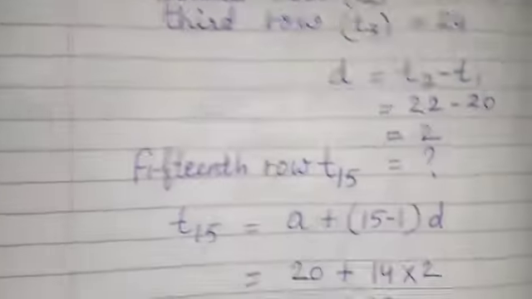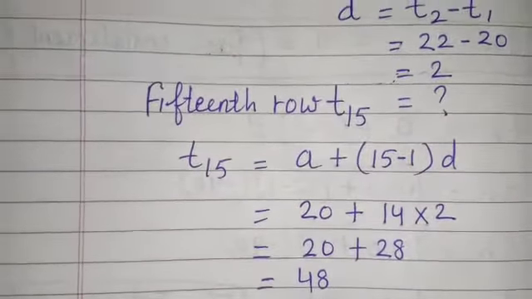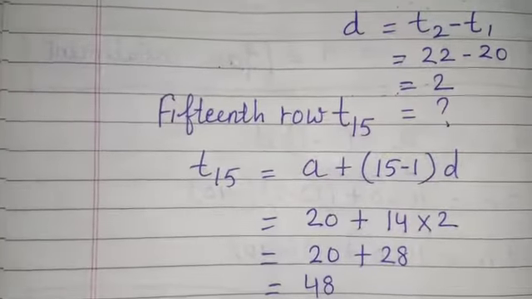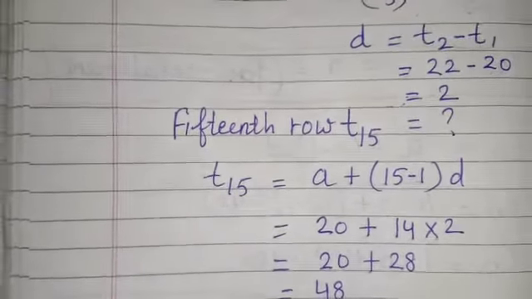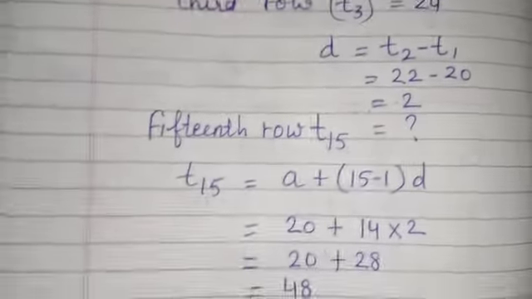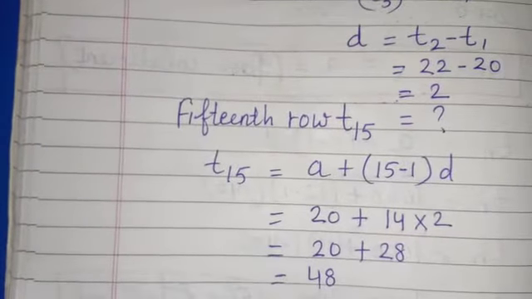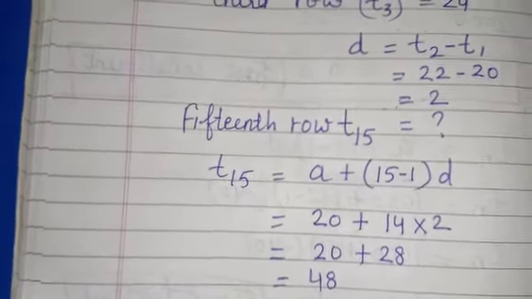Now you have to find the 15th row. How many seats will be in the 15th row? That is the T15 formula. So a plus 15 minus 1 into d, that is 20 plus 14 into 2, that is 20 plus 28, which means 48. So there will be 48 seats in the 15th row.